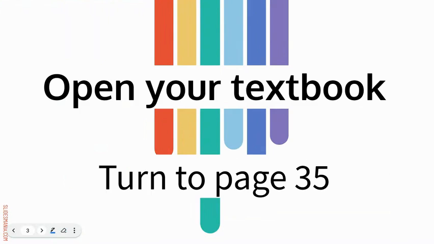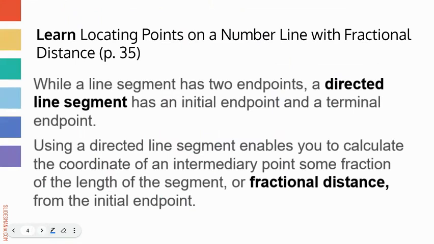You want to open your textbook to page 35 where you will begin taking notes. So on page 35, we have a couple of definitions. While a line segment has two endpoints, a directed line segment has an initial endpoint and a terminal endpoint. And for this, the initial endpoint is always going to be the one that comes first or is on the left side. So this is the initial endpoint. And then the one that is on the right side, that is our terminal endpoint.